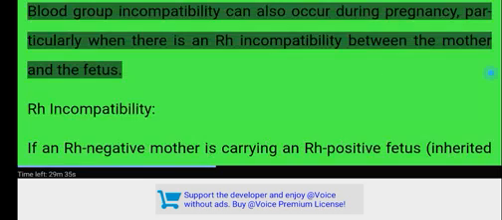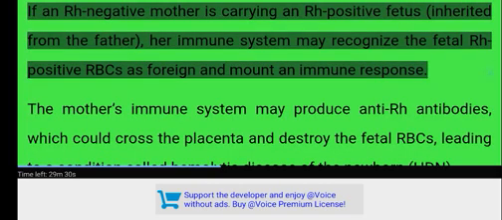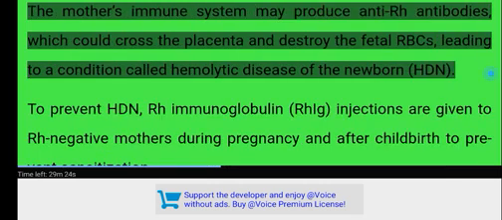Blood groups in pregnancy. Blood group incompatibility can also occur during pregnancy, particularly when there is an Rh incompatibility between the mother and the fetus. Rh incompatibility: if an Rh negative mother is carrying an Rh positive fetus inherited from the father, her immune system may recognize the fetal Rh positive RBCs as foreign and mount an immune response. The mother's immune system may produce anti-Rh antibodies, which could cross the placenta and destroy the fetal RBCs, leading to a condition called hemolytic disease of the newborn, HDN.